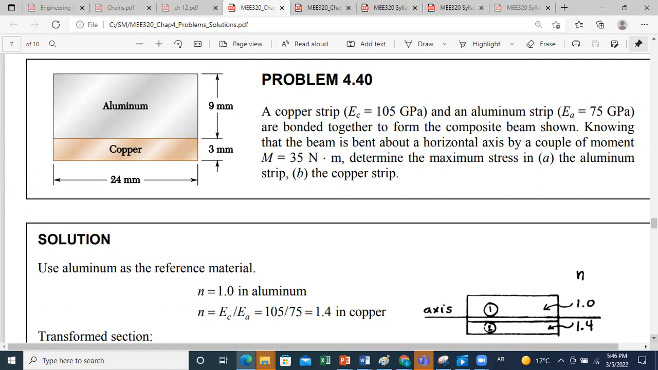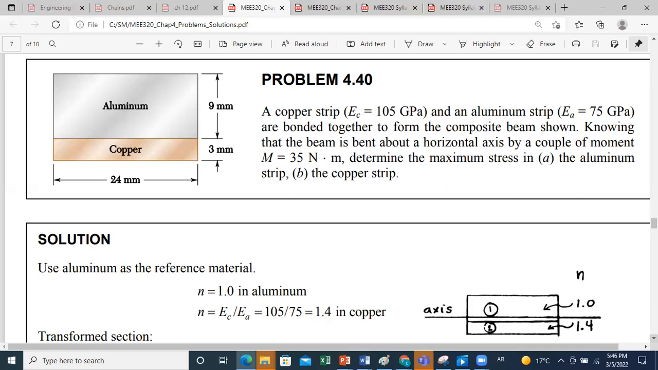Whenever they just say maximum stress, I try to find the maximum value of C. My stress can be a tensile stress or compressive stress. I need the maximum in absolute value. So here we are in the case of a compound beam formed of two materials, then same methodology to follow.